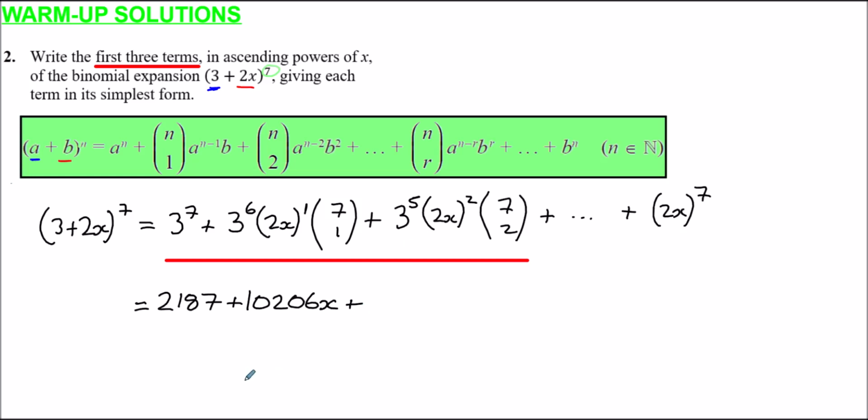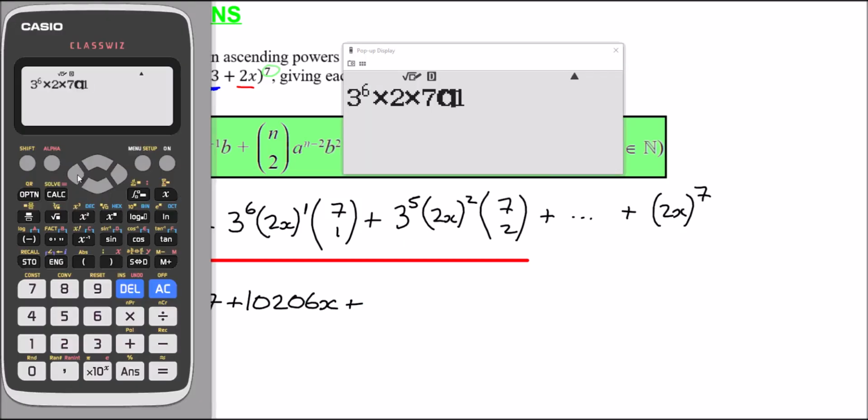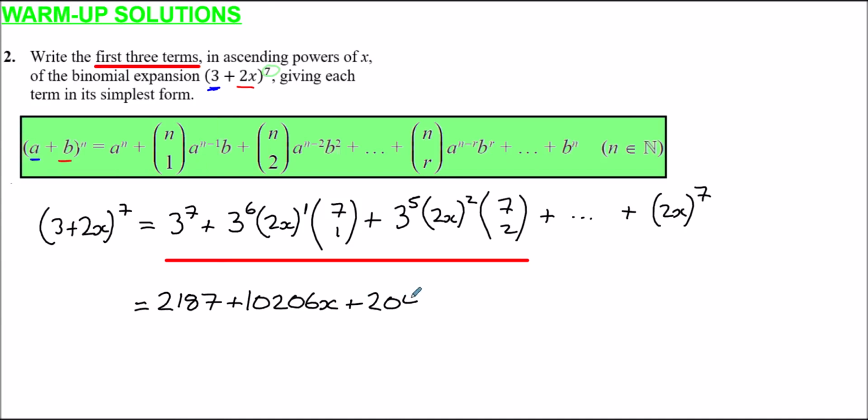And finally, we want the 3 to the power 5 now. So just alter that 6 to a 5. And that 2, we now want to square. So I can either type in 2 squared or just type in 4, because that is 2 squared. And 7 choose 2. So alter that 1 to a 2, press equals. And you can see here we get 20,412. So the x squared term is 20,412. Also, it goes on, but because we only want the first 3 terms, we can curtail it to that. And then we're done. So we can move on to try question 3.